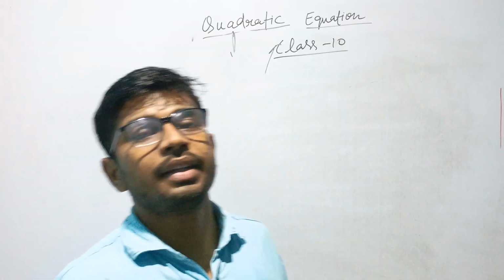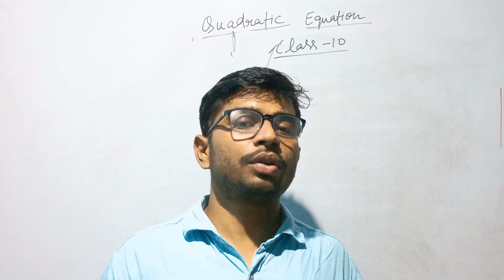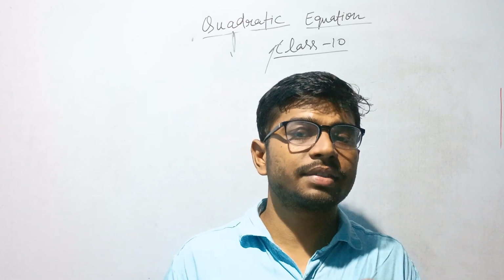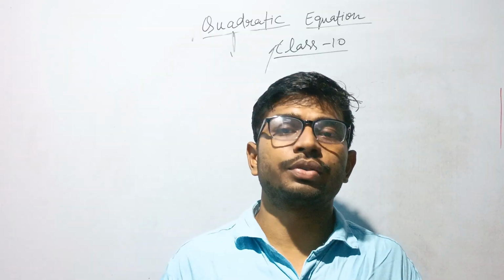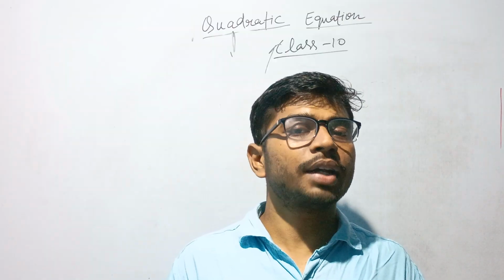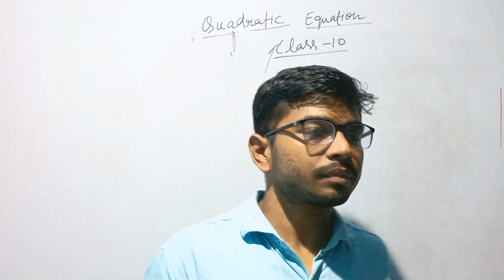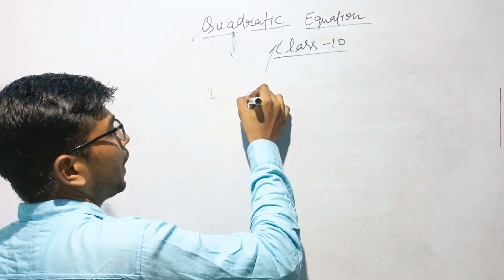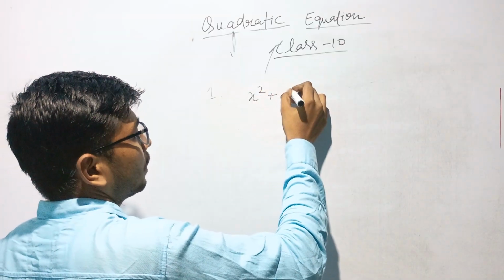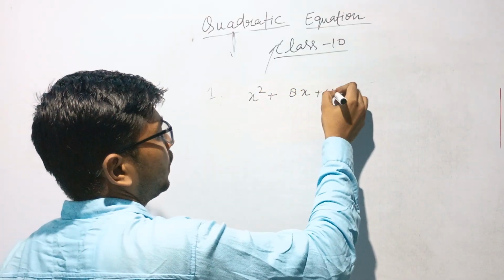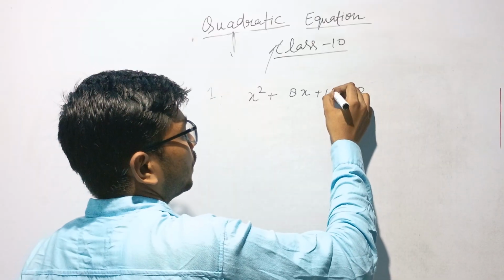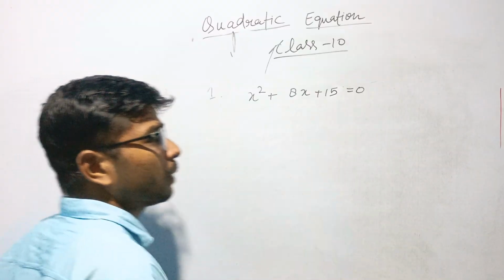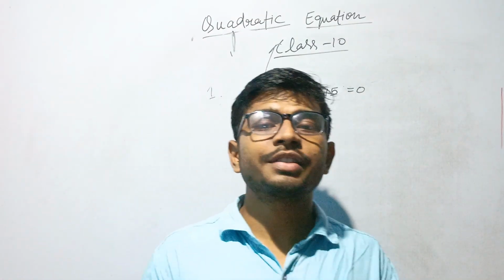Okay, second thing: how many solutions does a quadratic equation have? This is a quadratic equation, the maximum power of x is 2, so there will be 2 solutions. Let's solve any question. x square plus 8x plus 15 equal to 0. I took a very simple question.